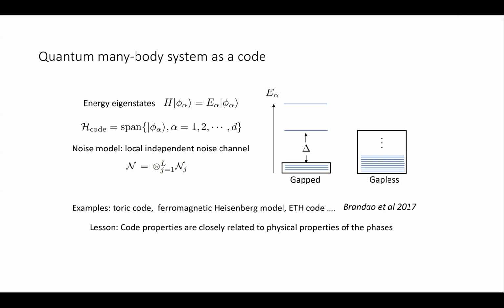So in this definition, you have H code spanned by these phi alpha, and you have D states here. These states are the states that are below this gap. Is that correct? Yeah, for the gap case, yes. But for the gapless case, there's no gap, so you can choose whatever D you like. Okay, I see. All right, thanks.